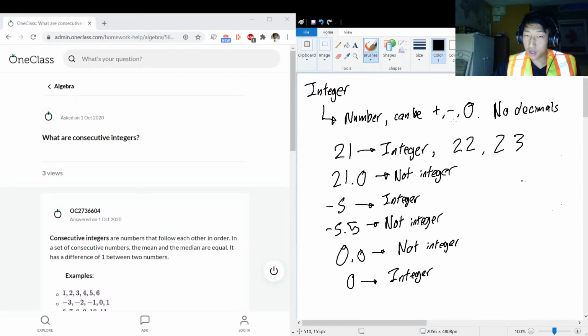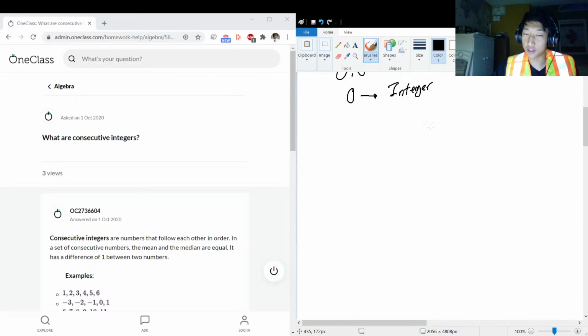So we know exactly what consecutive integers are, just because we're going to add 1 to an integer and it's going to be consecutive. So you can tell if integers are consecutive.